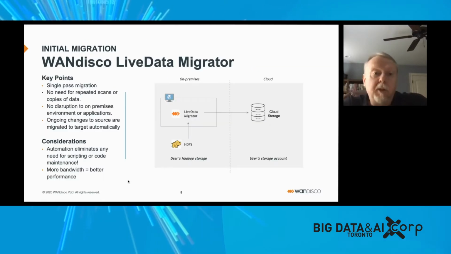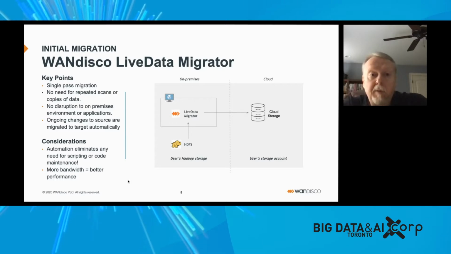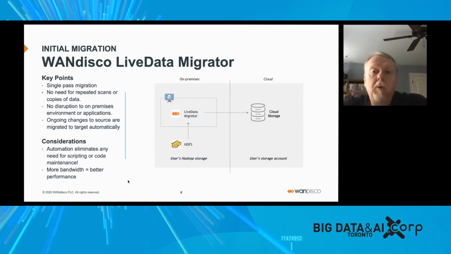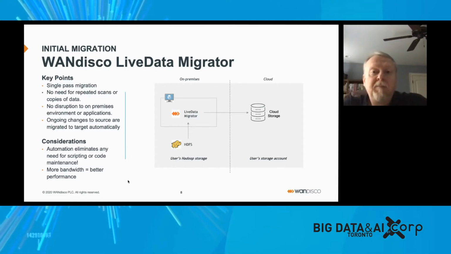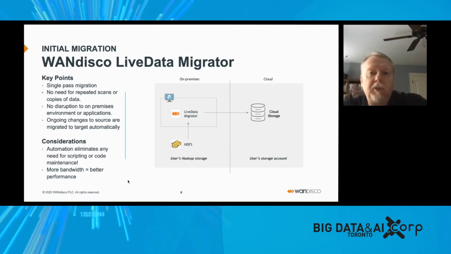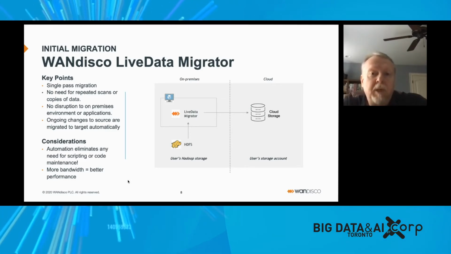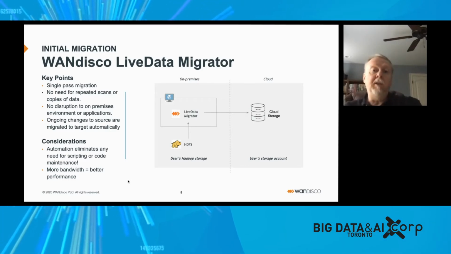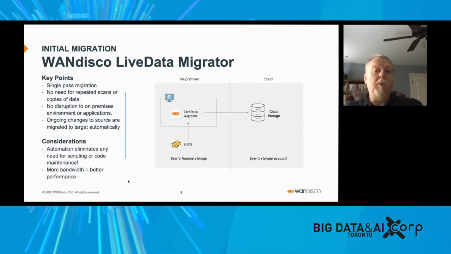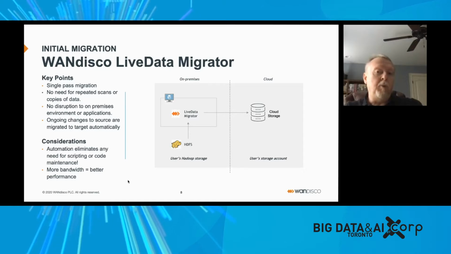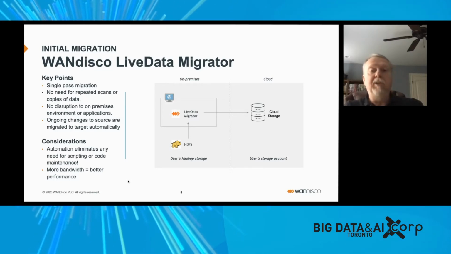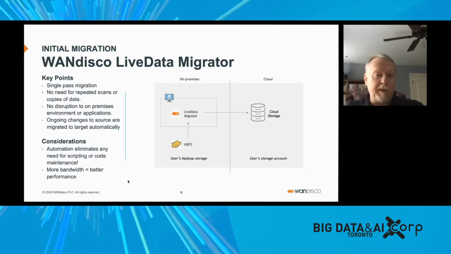The architecture is very straightforward. The key points: single pass migration. We're not having to go through multiple iterations. A lot of times, if you've got a large volume of data and it's changing rapidly, people will say, well, I'll take the approach of moving the initial chunk of data. Then what I'll do is I'll rerun my same process in order to capture everything that changed while I was in the process of making that initial copy.